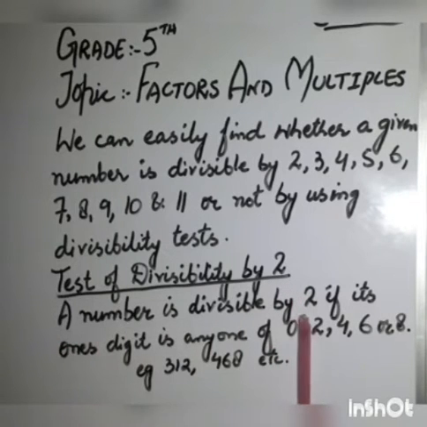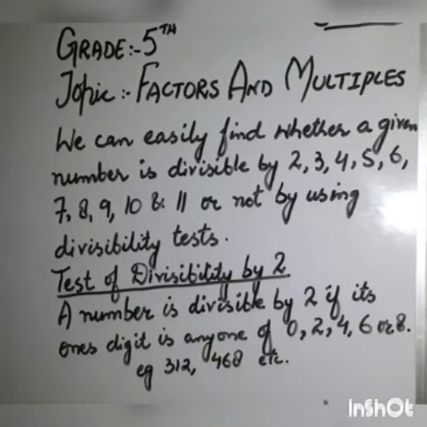So a number is divisible by 2 if its ones digit is any one of 0, 2, 4, 6 और 8. So जब भी आप किसी नंबर का वंस डिजिट इनमें से कोई देखे, यानी अगर वंस डिजिट पे 0 होगा, 2, 4, 6 और 8, देन इट मीन्स वो नंबर जो है वो डिविजिबल बाय 2 होगा. For example, this 312. This 312 is having 2 at one's place. It means this number is divisible by 2. Similarly, this number 468. This number is having 8 at its ones place. So it means this number is also divisible by 2.